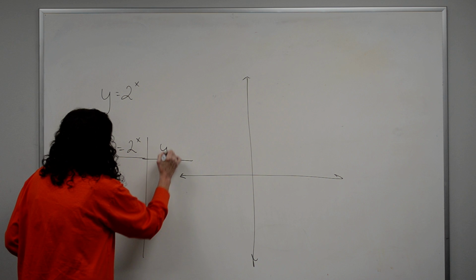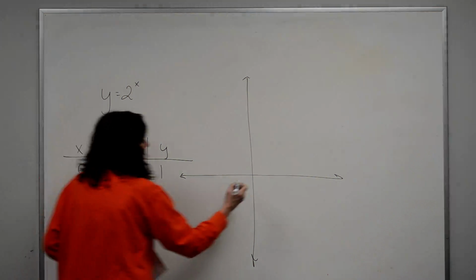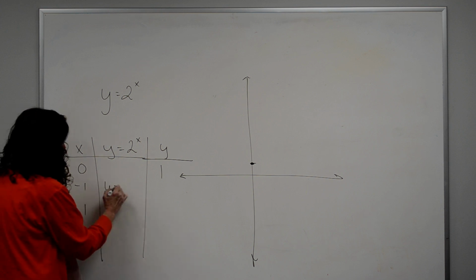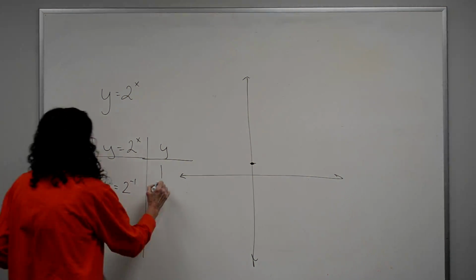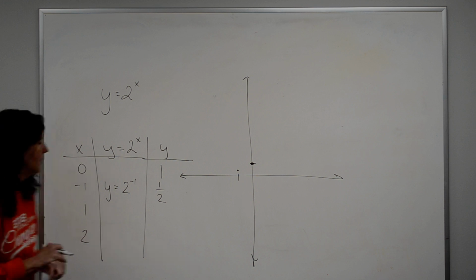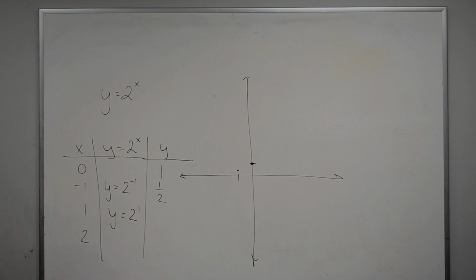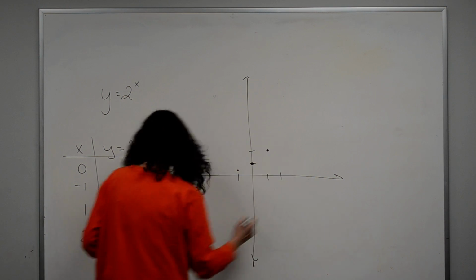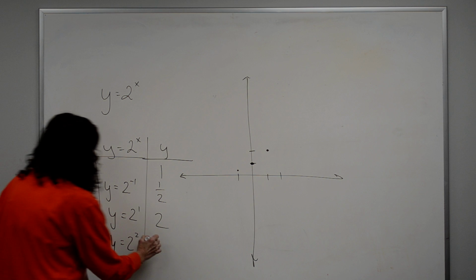So if I put 0 where the x is, what is my y equal to? 1. So I have 0, 1, and I'm going to put that on my graph. If I put my -1 where the x is, what is that equal to? 1/2. So at -1, my y value is 1/2. What about if I put a +1 there? 2. So at 1, my y is 2. What if I put a 2 where the x is? What is my y value? 4.